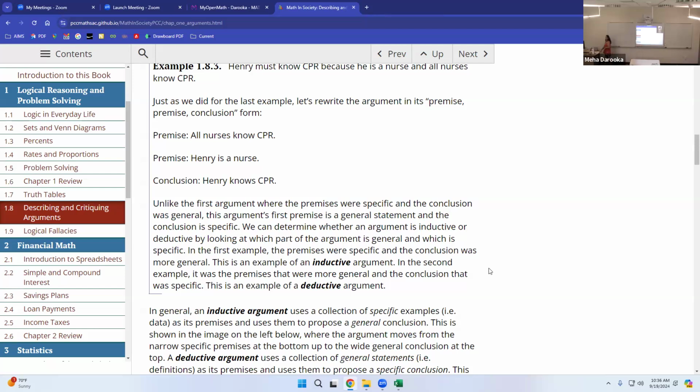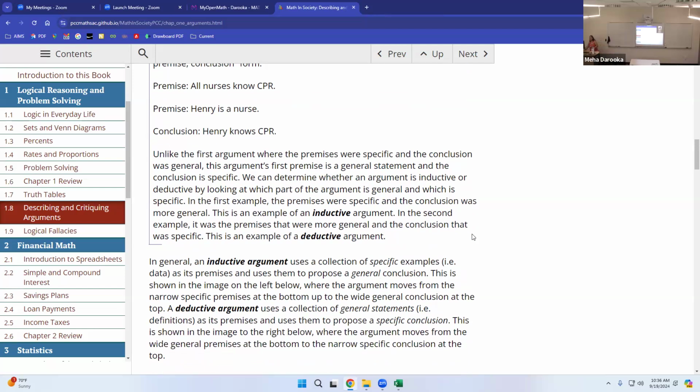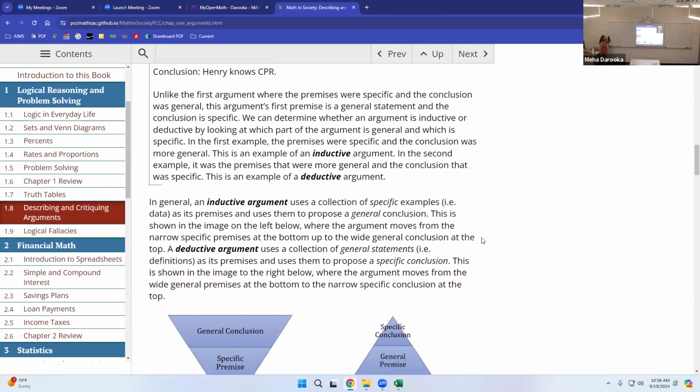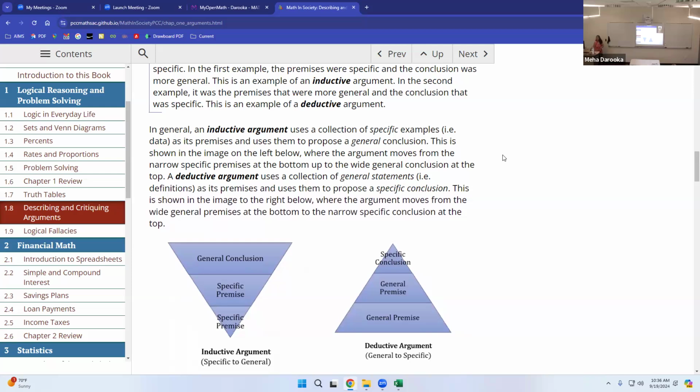So that's actually where this idea of inductive and deductive arguments comes from. I love this graphic because I think it helps you visualize how you would want to look at the two arguments.